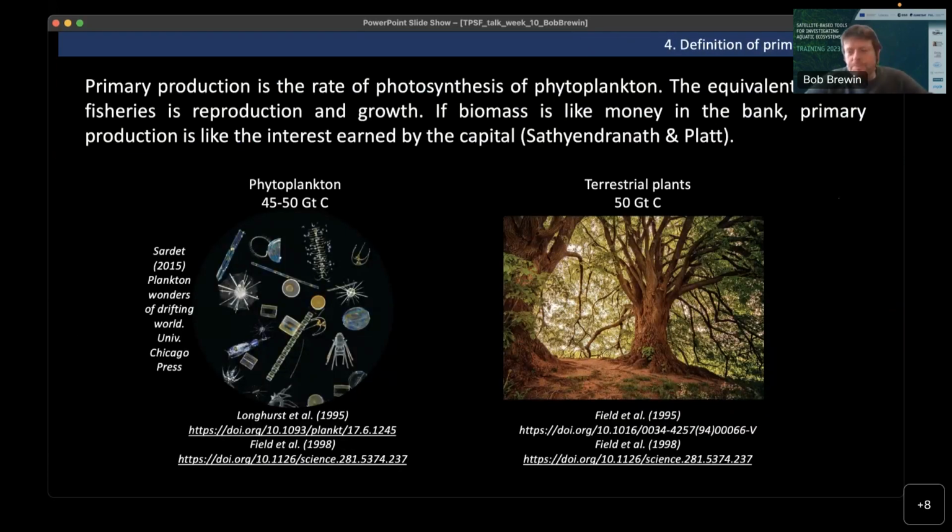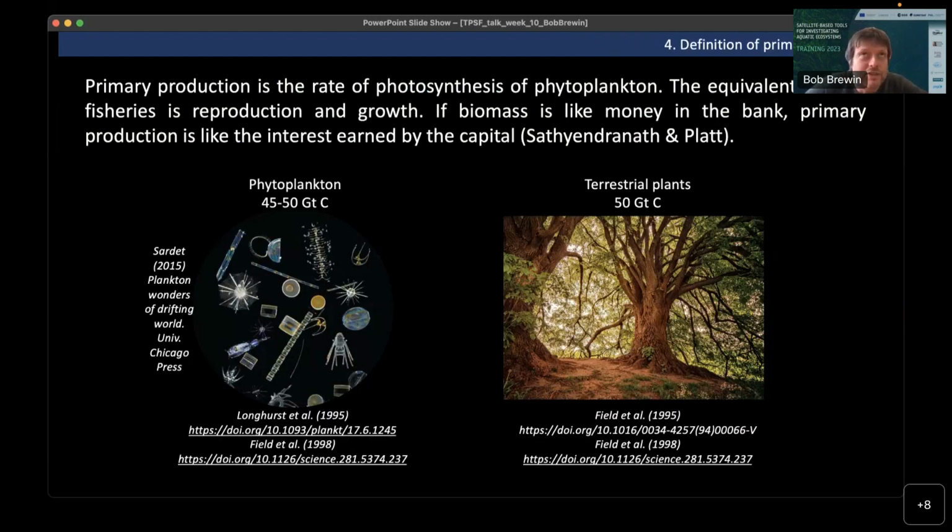Okay, so that was a bit about phytoplankton biomass. So getting into the meat now of the lecture, I'm going to begin talking a bit about primary production now. What is primary production? Well, primary production is basically the rate of photosynthesis of phytoplankton.